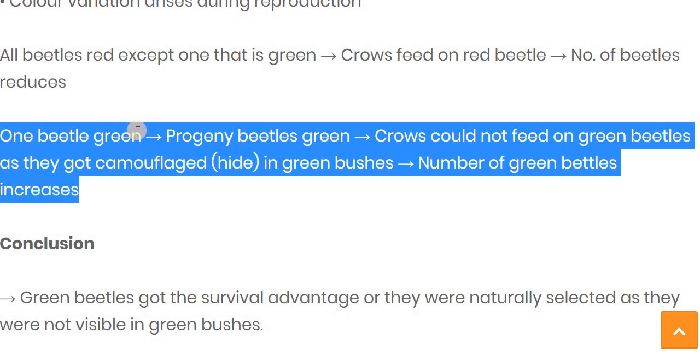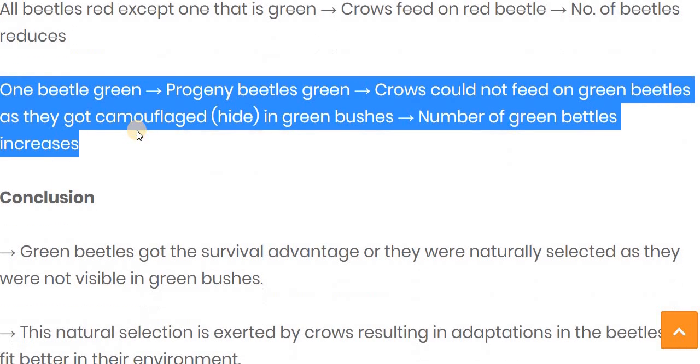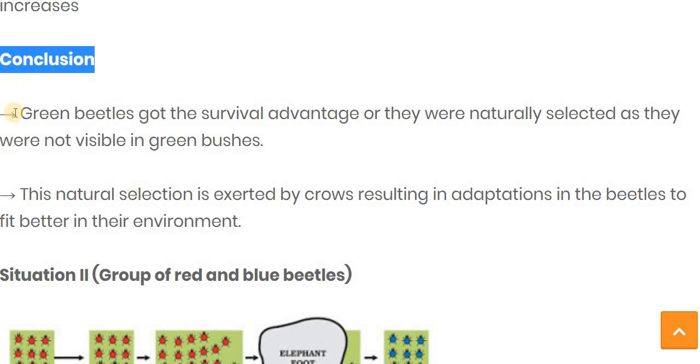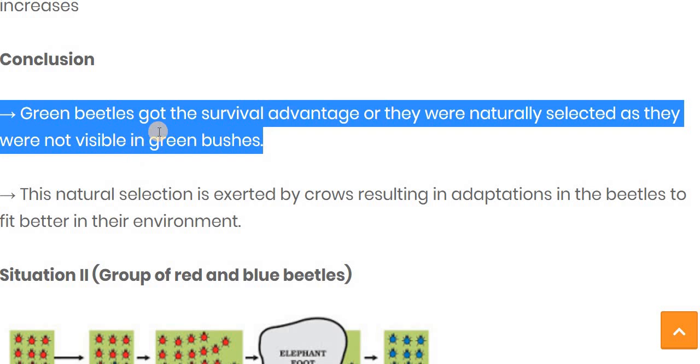The green beetles got camouflaged, which means they can hide their color in the green bushes, so the number of green beetles increased. So what conclusion can we get from this situation? Number one, we can say that the green beetles got a survival advantage, because the green beetles live on green plants and green leaves, and they cannot easily be seen by the crow.